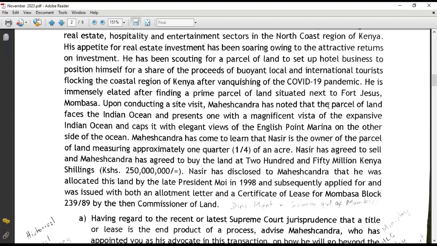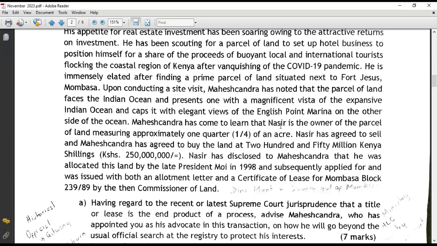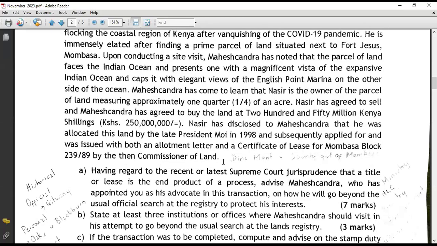Upon conducting a site visit, Macharia has noted the parcel of land faces the Indian Ocean, presenting one of the magnificent vistas of the pacific Indian Ocean, captured with elegant views of the English Point Marina on the other side of the ocean. Macharia has come to learn that Nasir is the owner of the parcel of land measuring 1/4. Nasir had agreed to sell and Macharia has agreed to buy the land at 250,000 shillings. Nasir had disclosed to Macharia that he was allocated this land by the late President Moi in 1998 and subsequently applied for and was issued with both letter of allotment and certificate of lease of Mombasa block by the then Commissioner of Land.